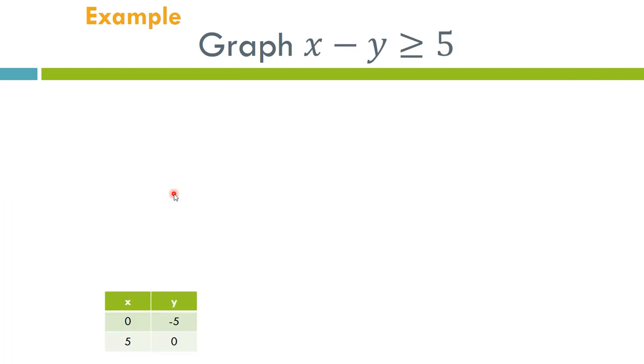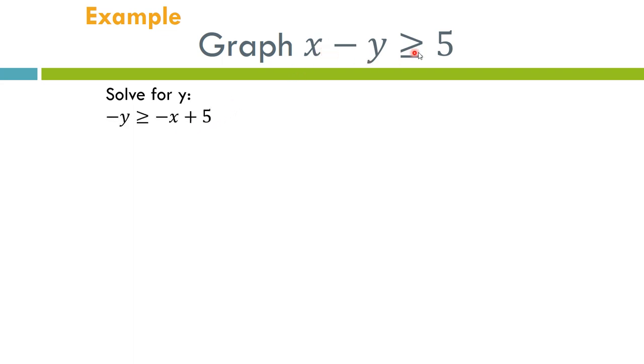Okay, so this time I have x minus y is greater than or equal to 5. So I'm going to walk myself through those same steps that I did before. So I'm going to solve for y first. So that means I'm going to move x to the other side of the equation. So I'm going to subtract it. And then I need to get just y, not negative y. So I'm going to divide both sides of my equation by -1.